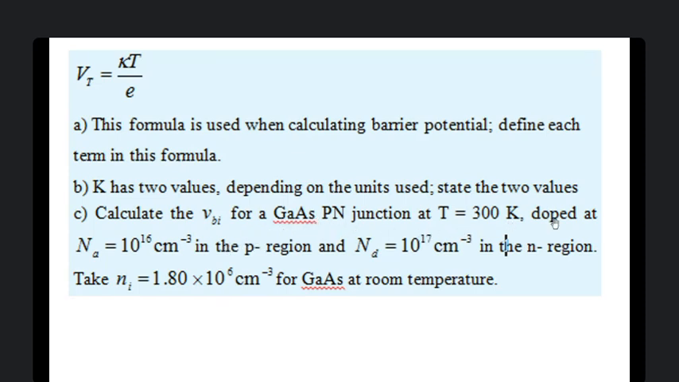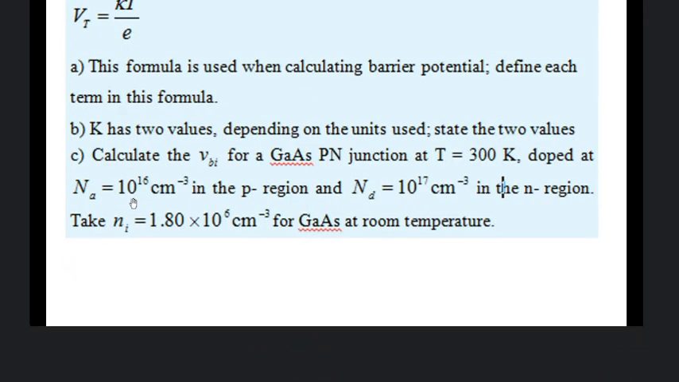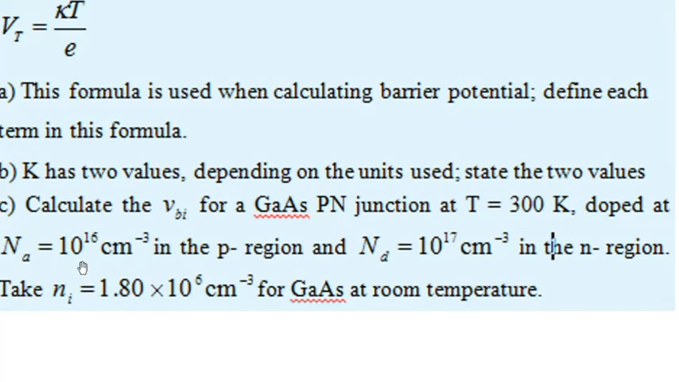Calculate the barrier potential for a gas. No, this is not gas. This is a compound, gallium arsenide PN junction at temperature 300 Kelvin, doped at acceptor concentration equal to 10 to power 16 per centimeter cubed in the P region, and donor concentration equal to 10 raised to power 17 per centimeter cubed in the N region. Take the intrinsic concentration to be 1.8 times 10 to the 6 per centimeter cubed for gallium arsenide at room temperature.